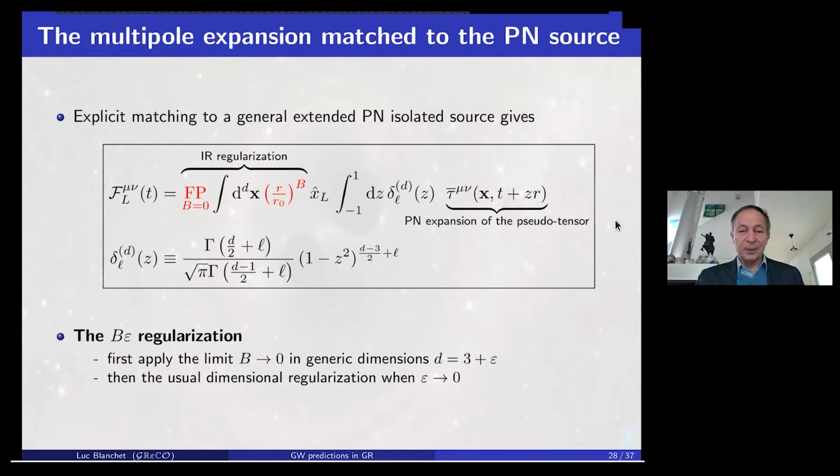So we still have to keep properly this regularization as well. And so we do all our calculation with a specific regularization B epsilon, which recovers actually the usual dimensional regularization when B tends to 0. And for the moment, we have proved that in any case the limit B tends to 0 is finite. And so actually, what we are doing is dimensional regularization, and that's all.